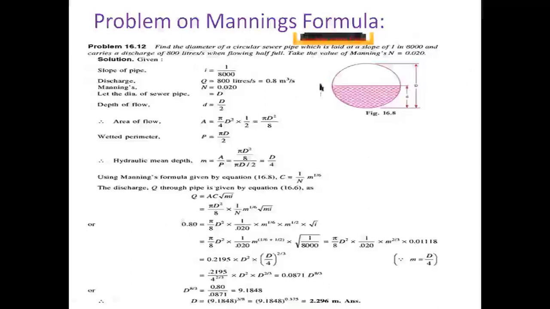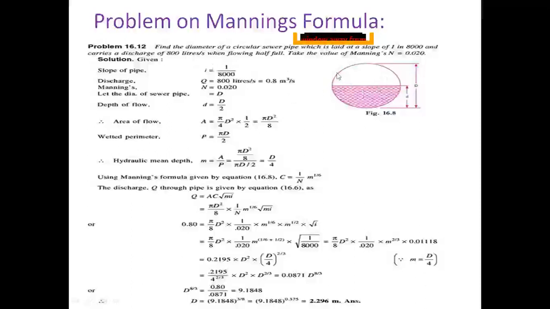Here we take the circular channel. By using the circular channel, find the diameter of the circular channel, small d, using Manning's constant. We only take half of the circular channel. The water is taken up to only half of the circular channel. Now the flow of the water is taken only up to half of the channel.